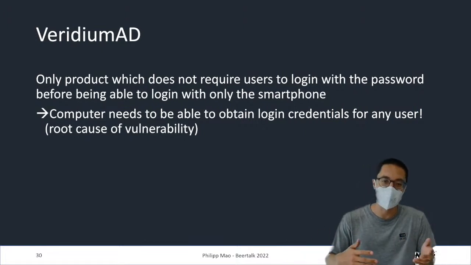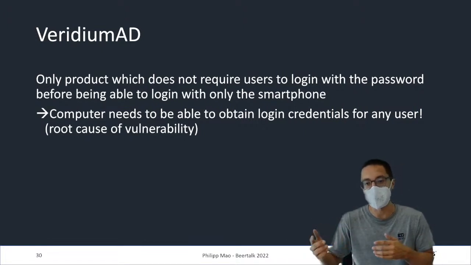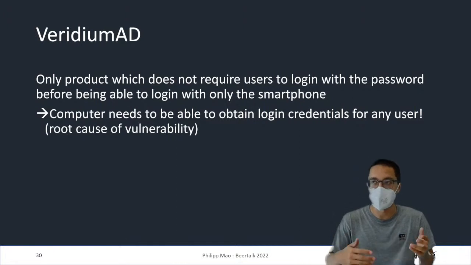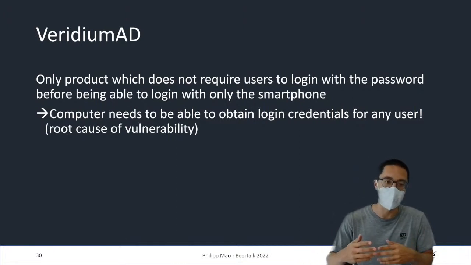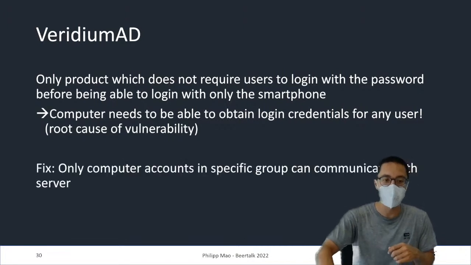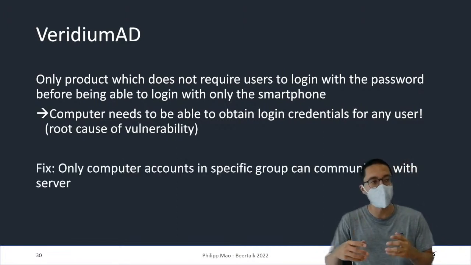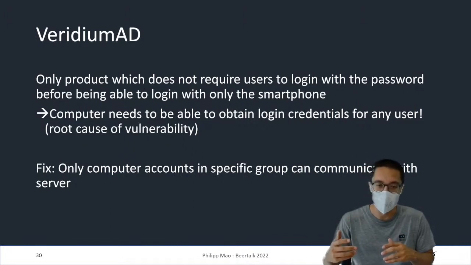But then how do you protect this API endpoint? Well, you use the SSL certificate, but then where does this SSL certificate come from? And then you end up at a point where it's basically insecure. The way they fix this is that now only computer accounts in a specific group are allowed to talk to this certificate signing request HTTPS endpoint. Now, if the attacker still wants to mount this attack, the attacker first needs to compromise one of those computer accounts.